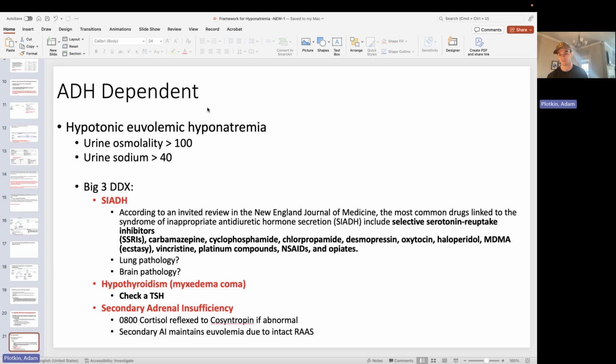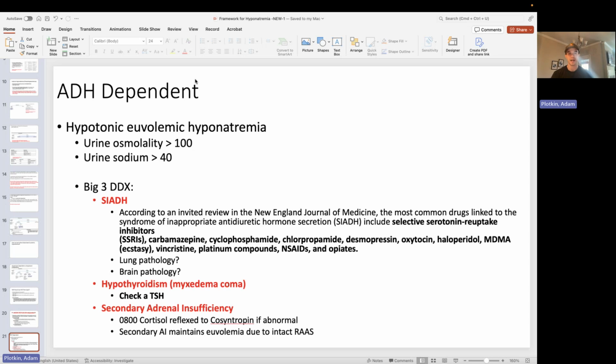Unlike primary adrenal insufficiency, it's an actual destruction of the adrenal gland. So it's usually due, again, to autoimmune destruction, 21-hydroxylase. TB is a common cause overseas. In that case, we lose both cortisol and aldosterone. The patient's not able to maintain euvolemia, and they'll become hypovolemic. So in secondary adrenal insufficiency, we'll want to get an 8:00 AM cortisol. We're going to reflex that to a cosyntropin test if abnormal. Again, I'll talk about this in my adrenal insufficiency lecture. And I talked about why it maintains euvolemia.